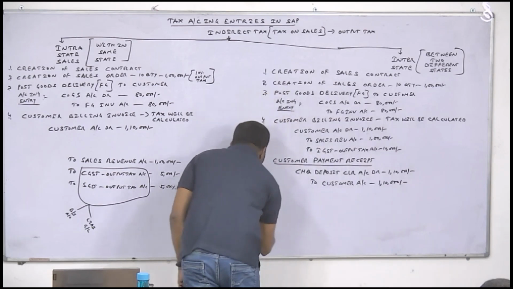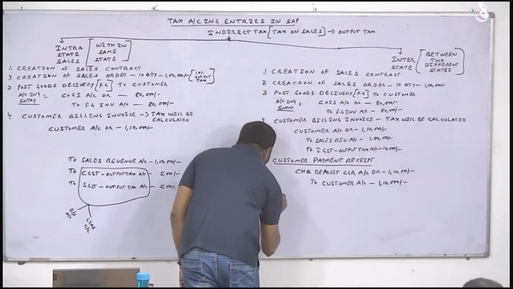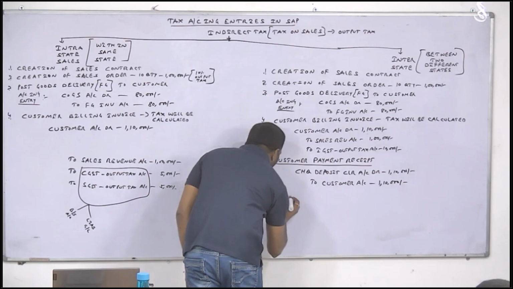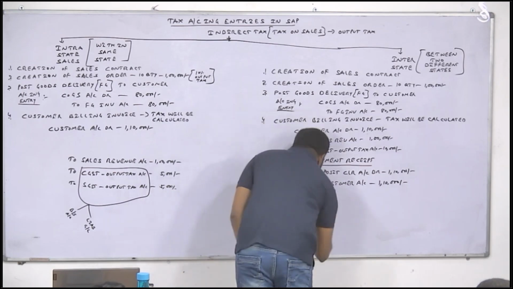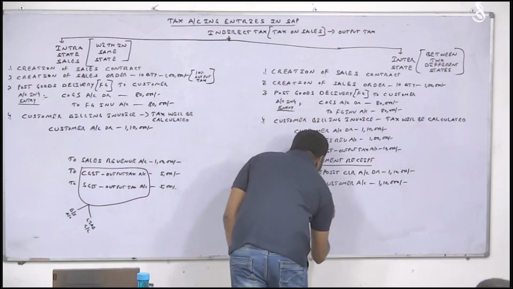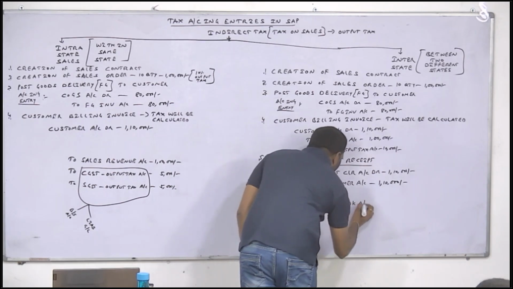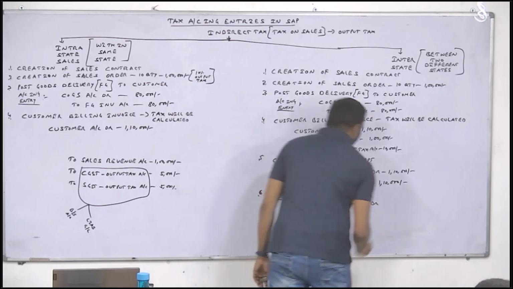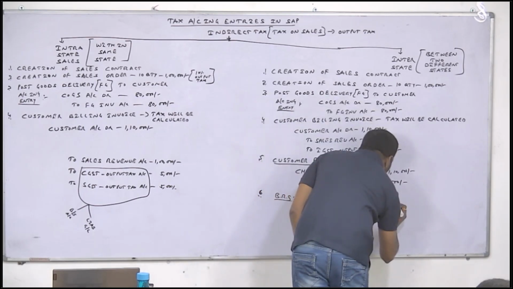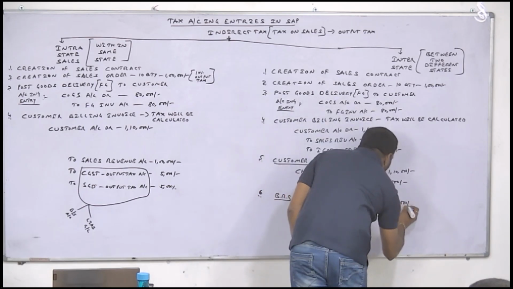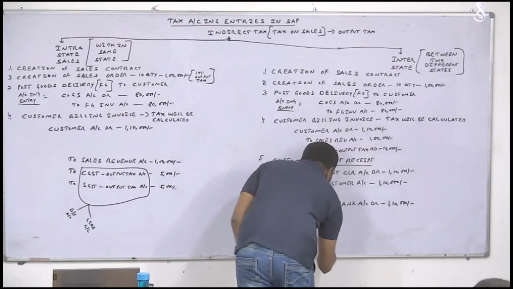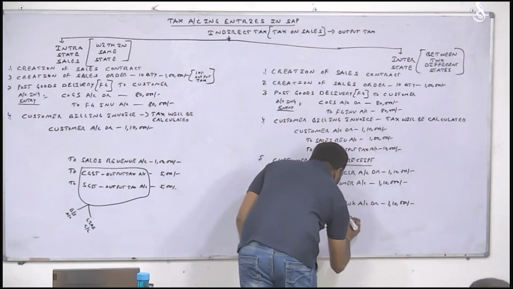Then BRS. What is the accounting entry? Main bank account debit. One lakh. To check deposit clearing account.